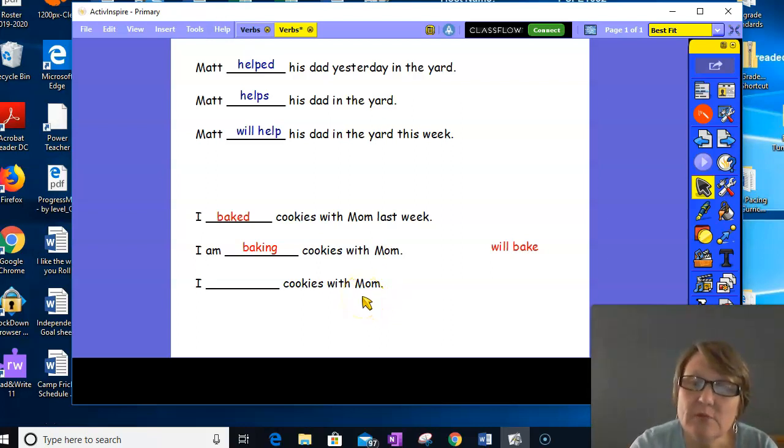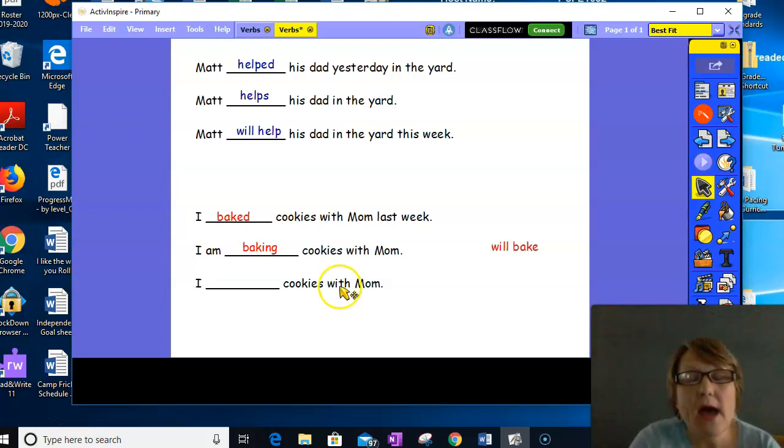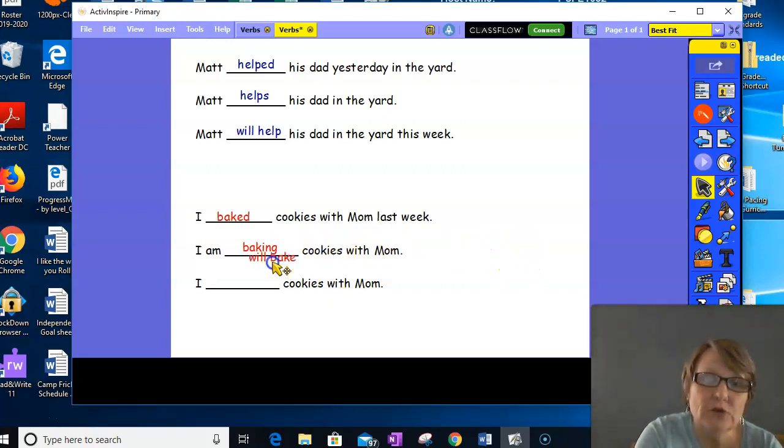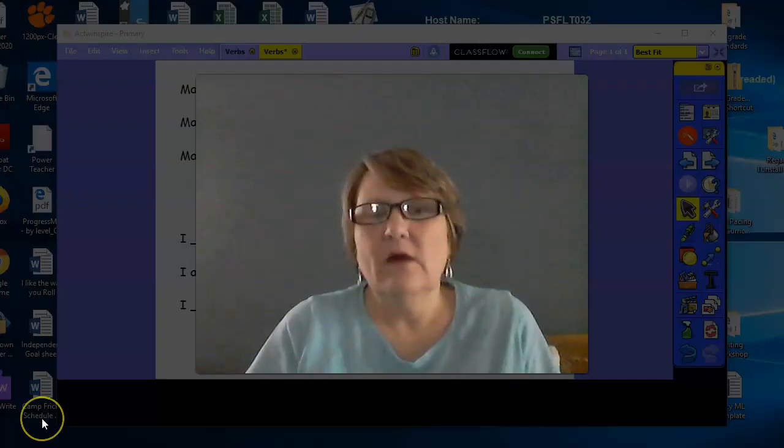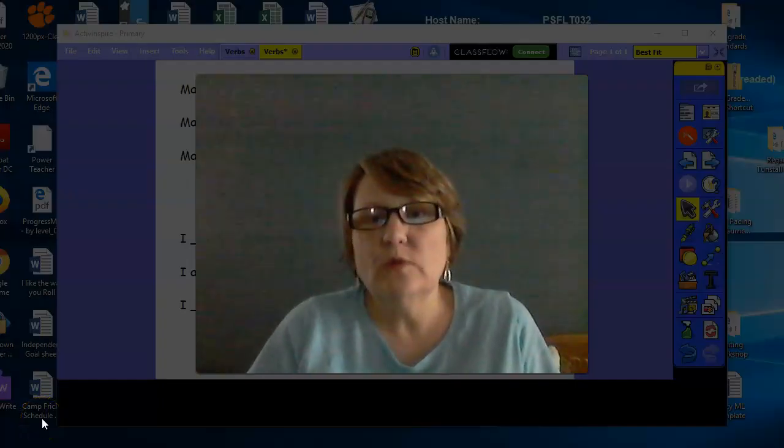Let's just double check and be sure this one makes sense before we move it over. I blank cookies with Mom. I will bake cookies with Mom. Those tell me about I baked in the past, I am baking now in the present, and I will bake in the future.